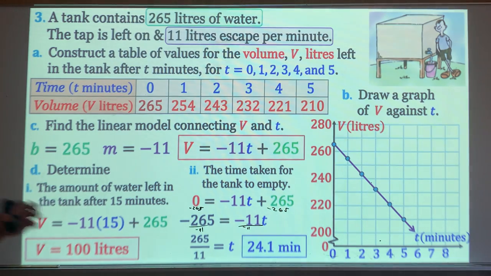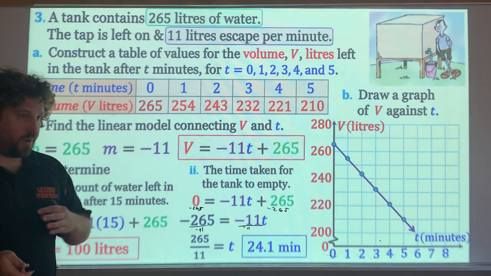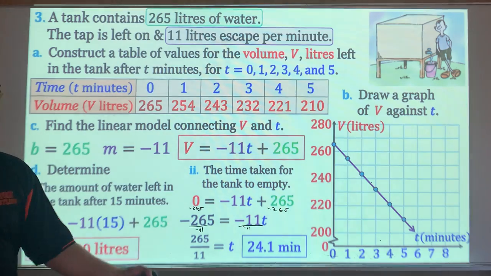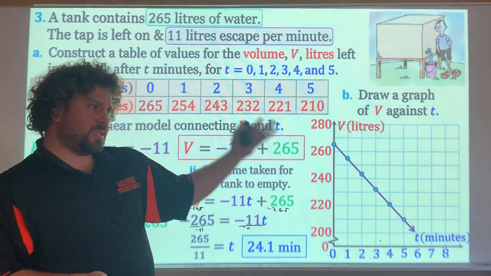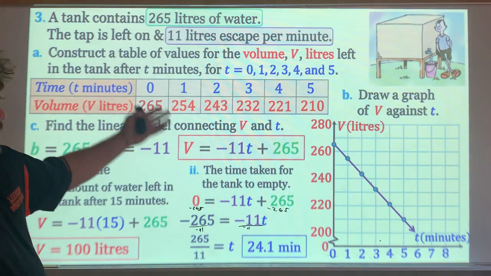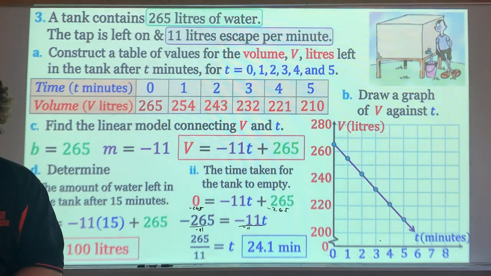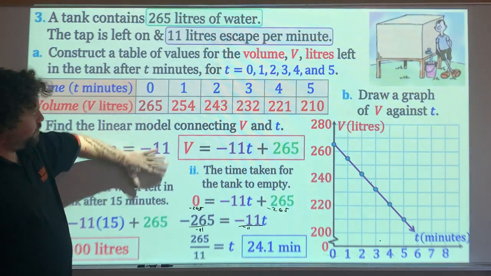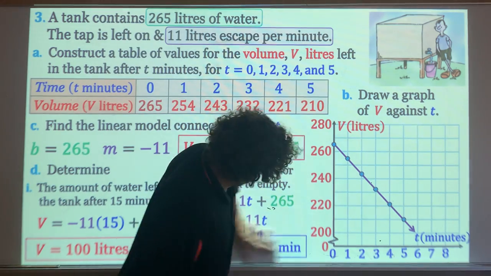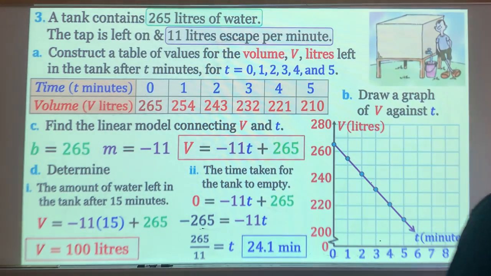Divide them, and you get 24.1 minutes. You could do 0.1 times 60 and get 6. You can do 24 minutes, 6 seconds if you like. But you can just leave it like that. Either way, it's okay. There you go. Erase this stuff, and we keep moving.